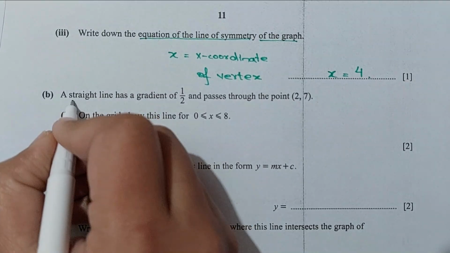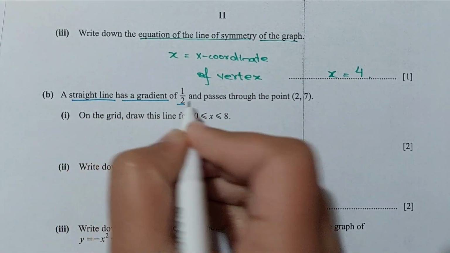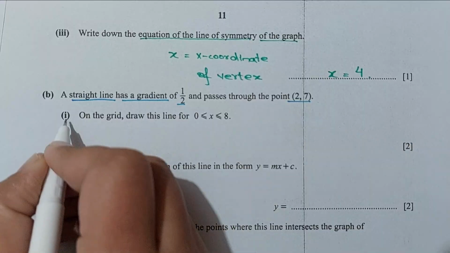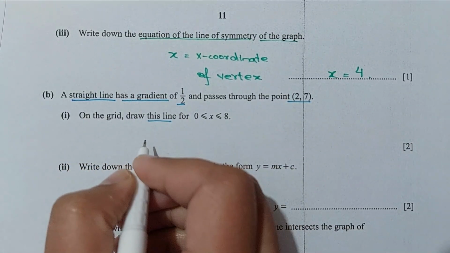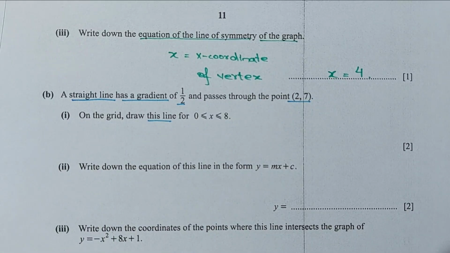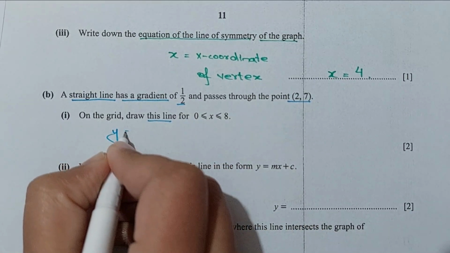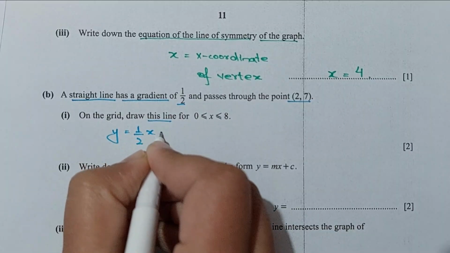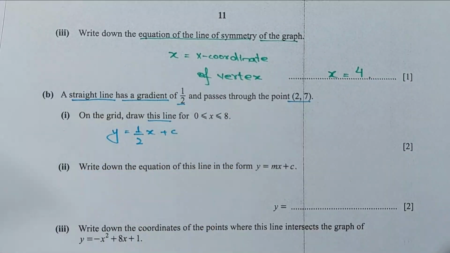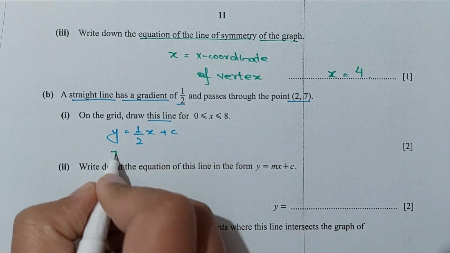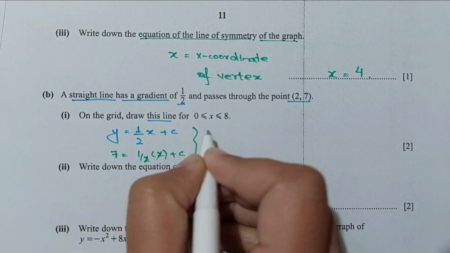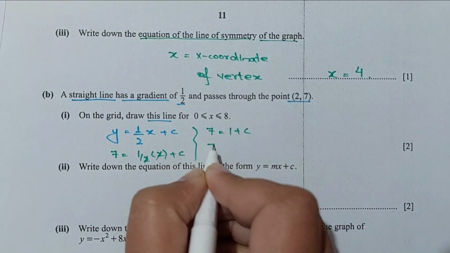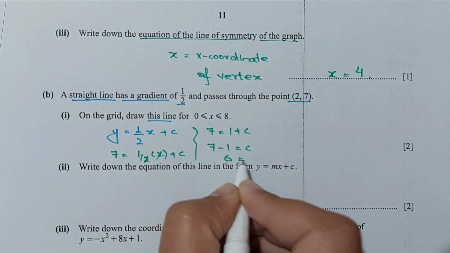Now for part B, a straight line has a gradient of 1 by 2 and passes through the point (2, 7). On the grid, draw this line from 0 to 8. Let me find the equation of the straight line first. y equals m, the slope or gradient, x plus c. To get the c value, use this point, when x is 2 and y is 7. So 7 equals 1 by 2 times 2 plus c. The 2 cancels with 2, so 7 equals 1 plus c. 7 minus 1 is c, so c equals 6.